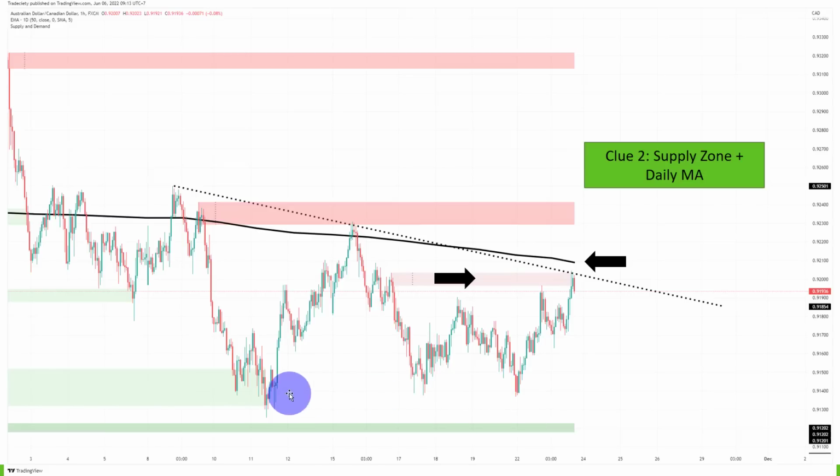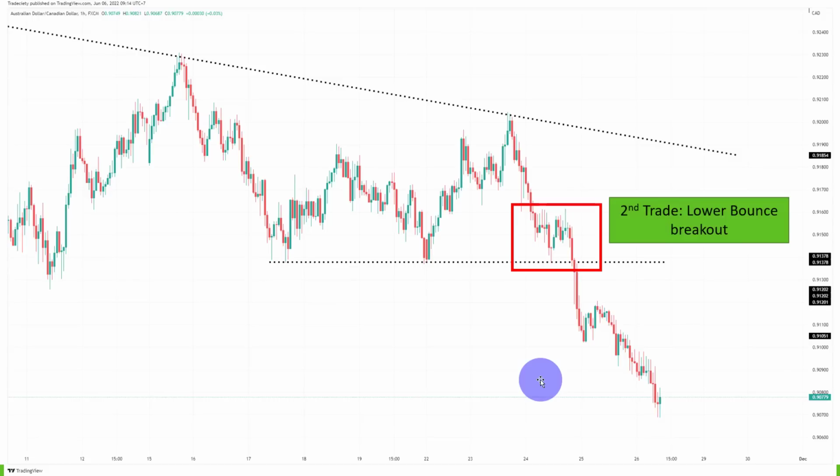Here's a very important support level. So if you're getting into a short, this is very important to watch. And you can see afterwards what did actually happen. This is the retracement. This is what we analyzed. The market came back into the lows and we have a lower bounce.